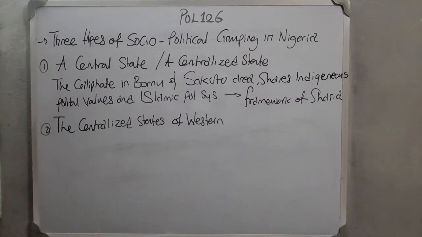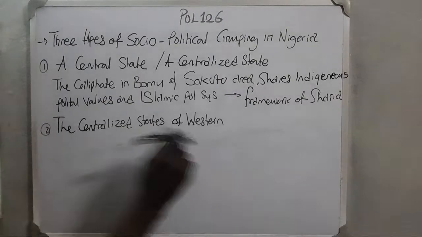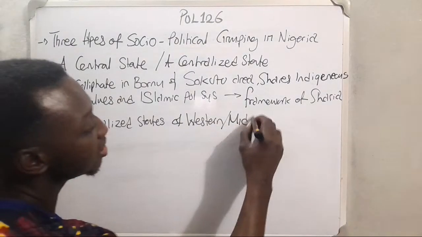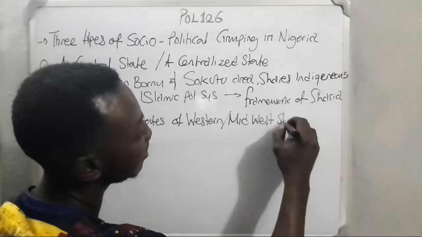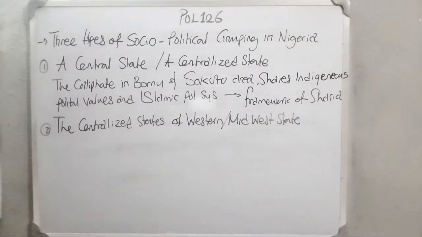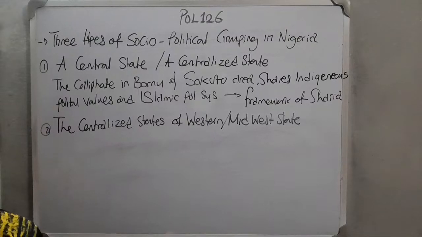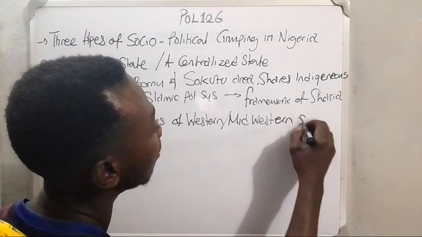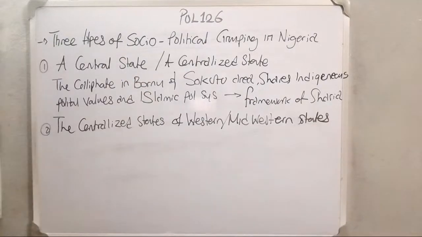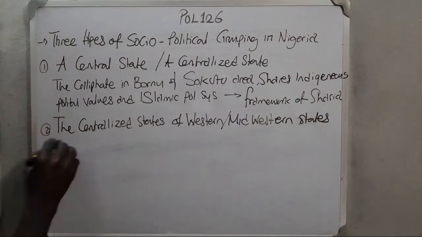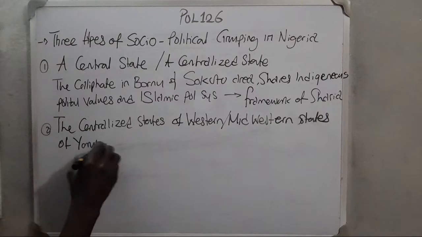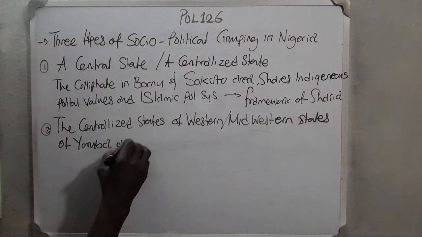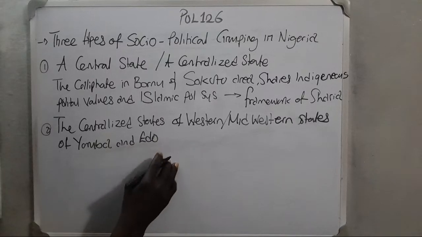So we have the centralized states of the Western and Midwestern states of Yoruba and Edo lands.